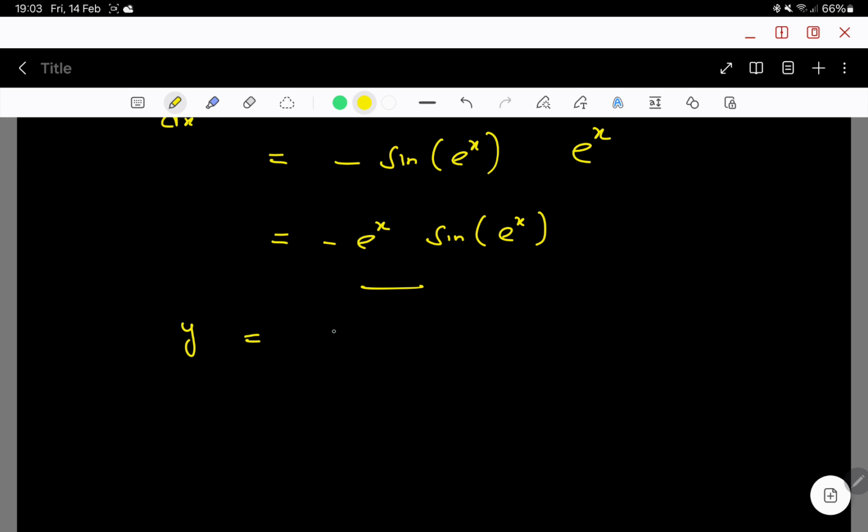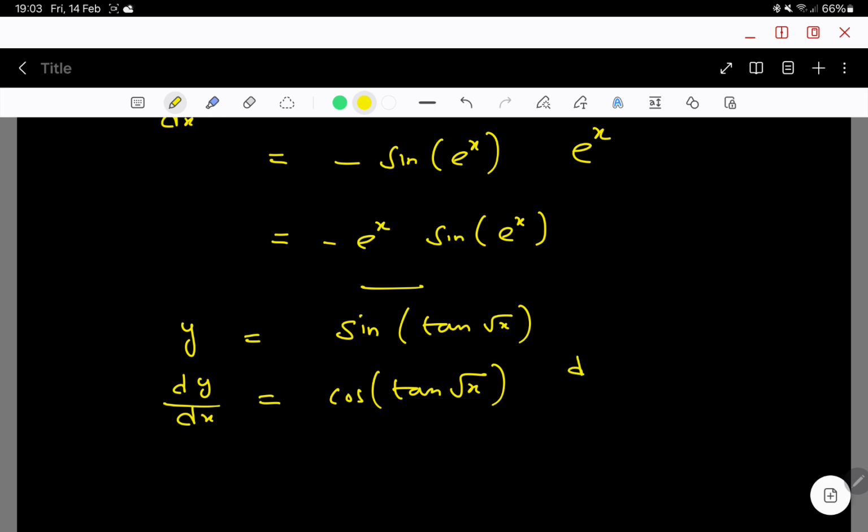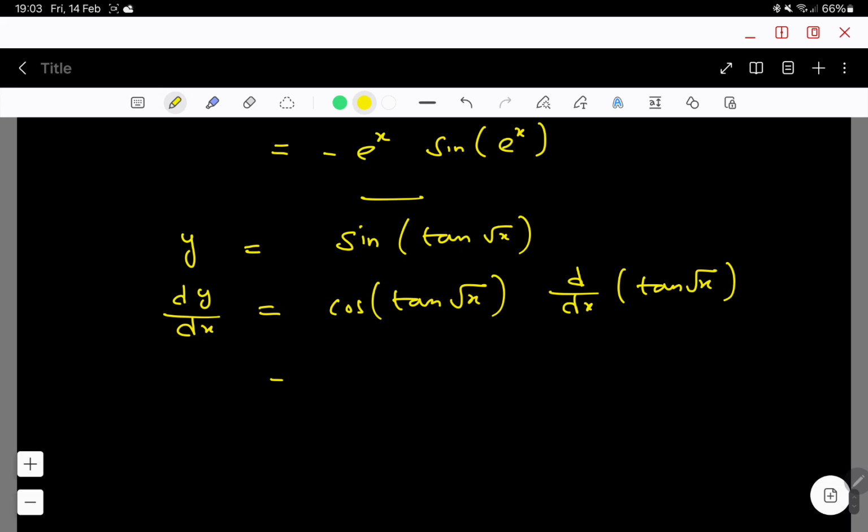Next problem, y equal to sin of tan root x. Okay. So we apply chain rule. Dy by dx equal to, first differentiate sin, cos of tan root of x, and now differentiate tan root of x. So cos tan root of x. Differentiation of tan root of x is secant square root of x. Differentiation of tan x is secant square. Okay, so we write secant square root of x.